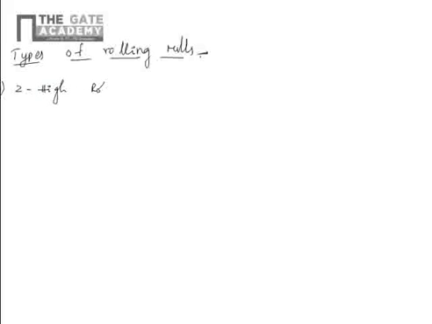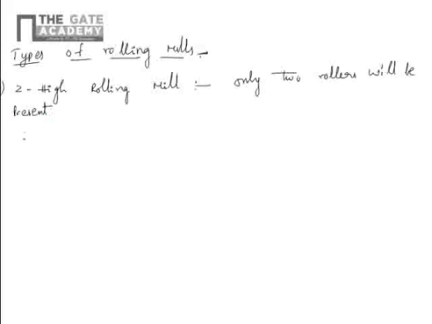Next topic is types of rolling mills. Why do we need to go for different rolling mills? There are different applications. First one is the two high rolling mill. The normal rolling mill, with only two rollers, is called a two high rolling mill.